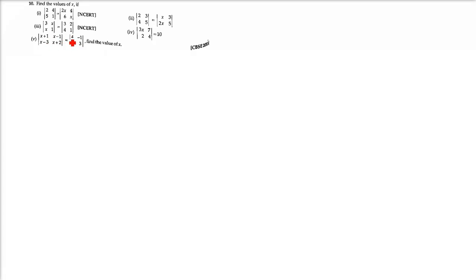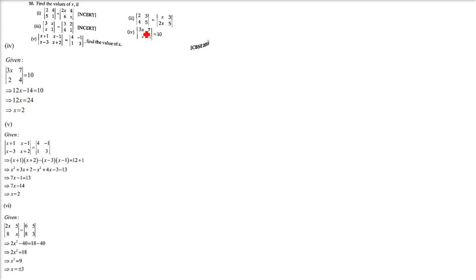Okay, now the fourth one is also remaining. So let us do the fourth one also. This is 3x into 4, so the fourth is 12x. Minus 7 into 2 is 14. This equals 10. So 12x minus 14 equals 10, so 12x equals 14 plus 10, which is 24. Both sides divide by 12. That is going to be x equals 2. So this is how it comes.